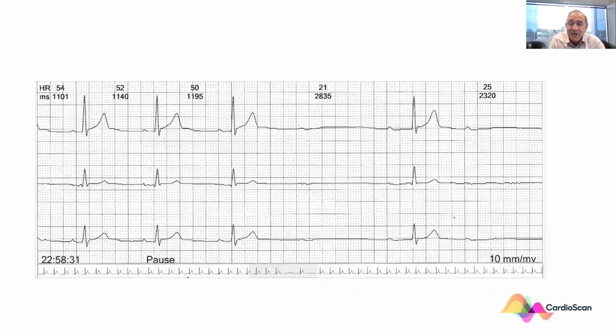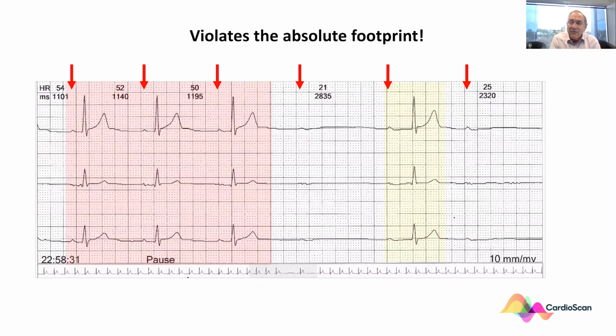This can be quite severe, as you can see here. One can see that there is a bradycardia, a Wenckebach sequence. There is the dropped beat there. But what is interesting, as you can see with the yellow highlight, is now the PR interval is longer. This is a violation of the absolute footprint that I showed you before.